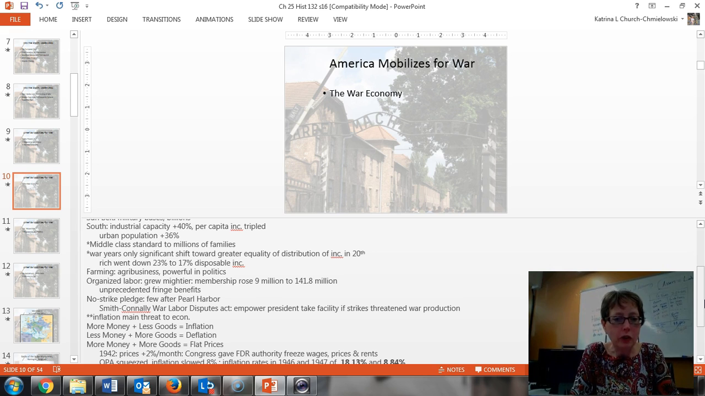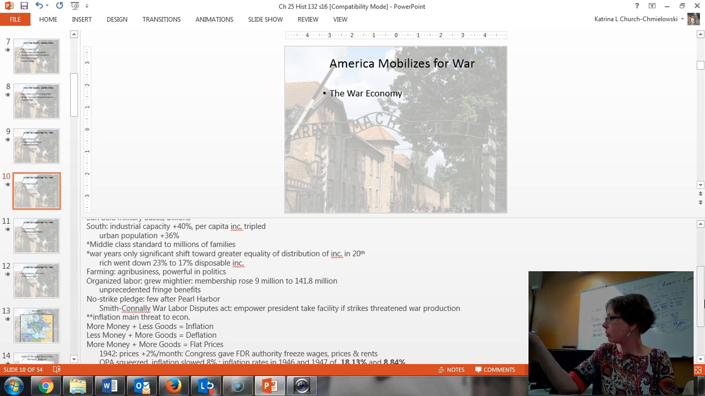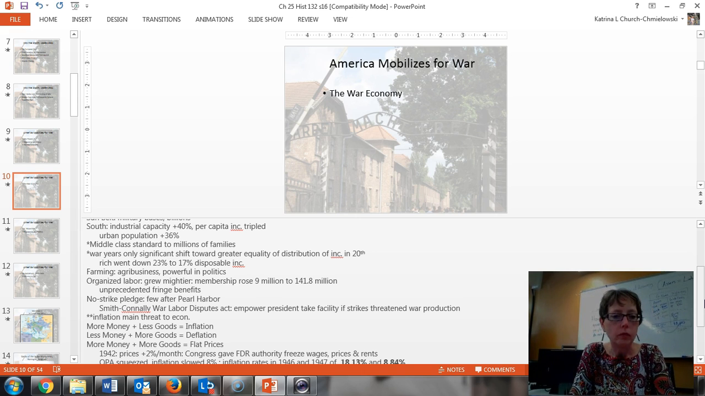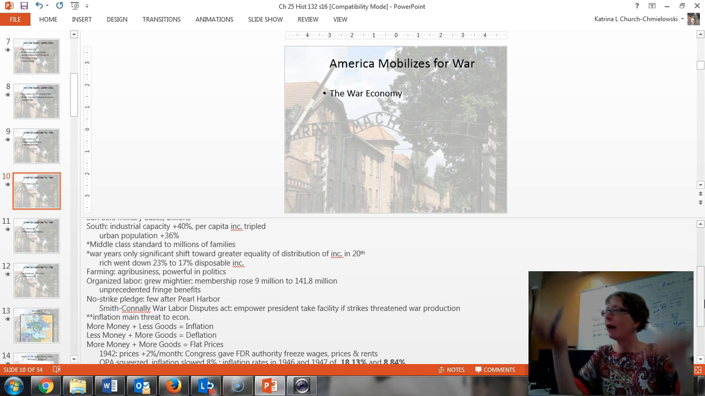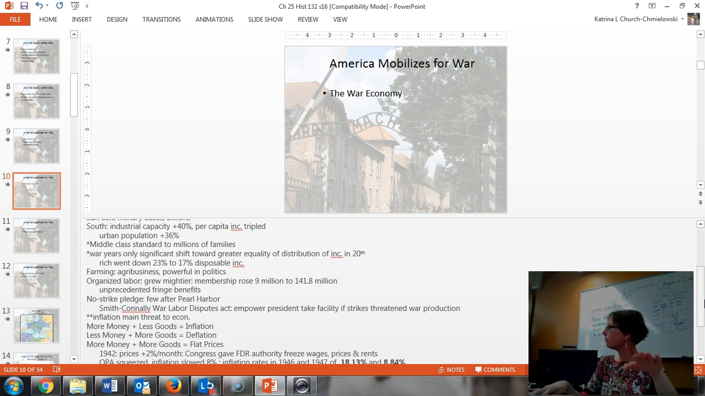So inflation, does everybody understand how inflation works? More money and less goods equals inflation. So I have more money, but I can't buy this book because there aren't enough of them, so I'll pay more, which means there's more inflation. Deflation: you have less money, but more goods, so the production is too high. And more money plus more goods equals flat pricing, if they rise at the same time. But if you have an imbalance at any time, you're either going to get inflation or deflation.